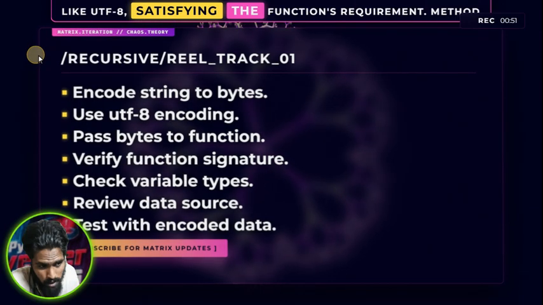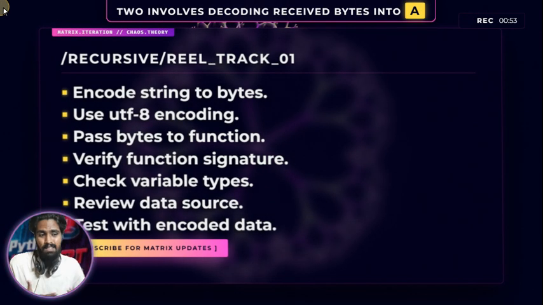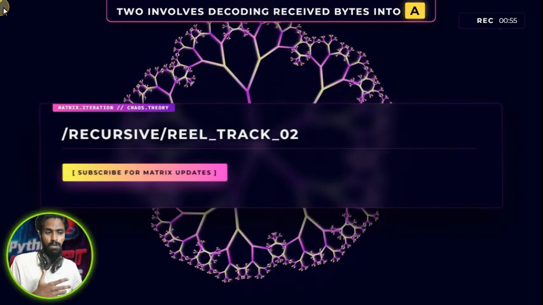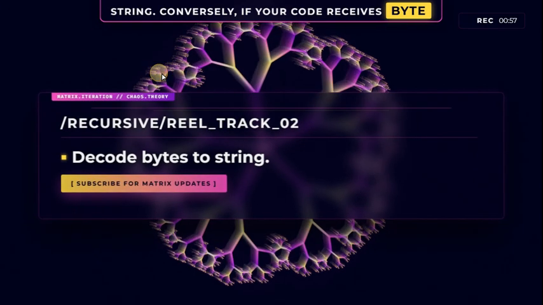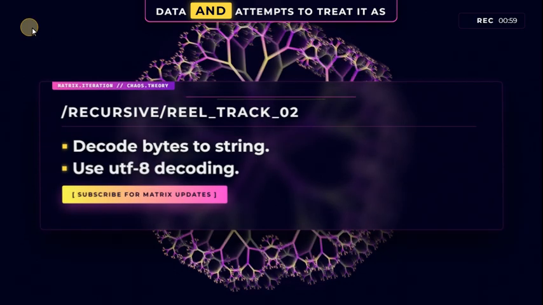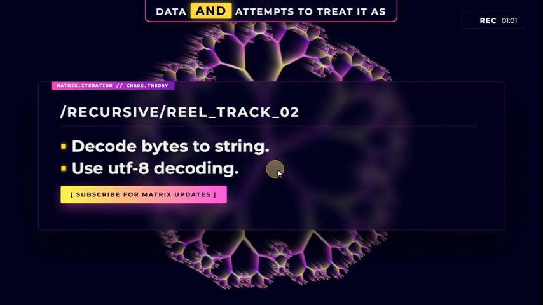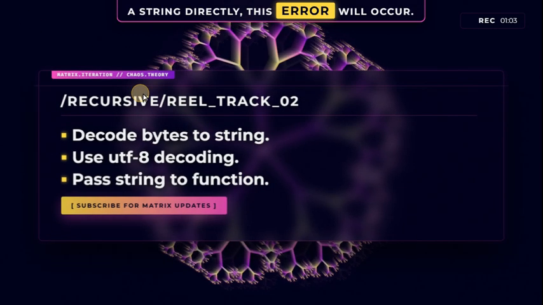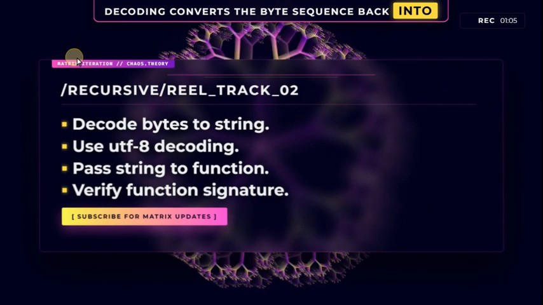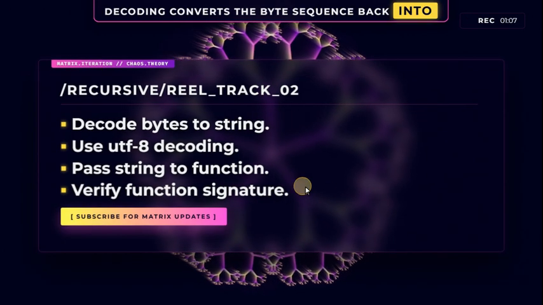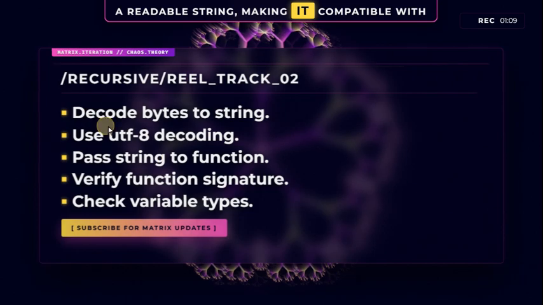Method 2 involves decoding received bytes into a string. Conversely, if your code receives byte data and attempts to treat it as a string directly, this error will occur. Decoding converts the byte sequence back into a readable string, making it compatible with string-expecting operations.